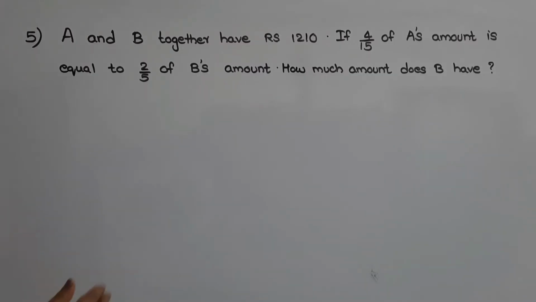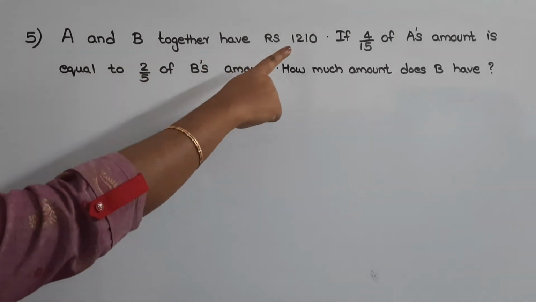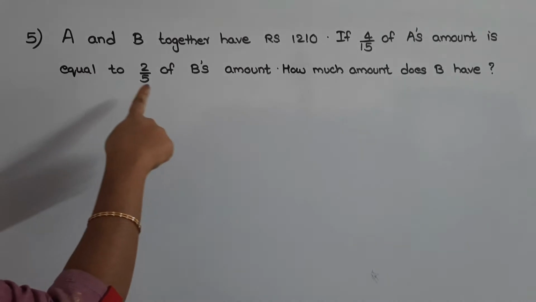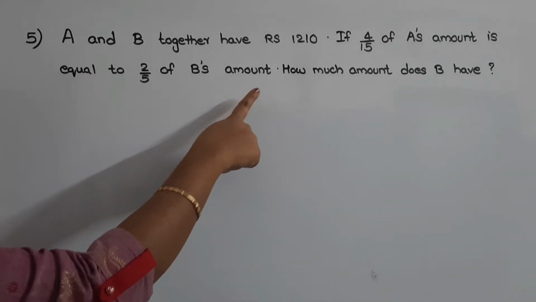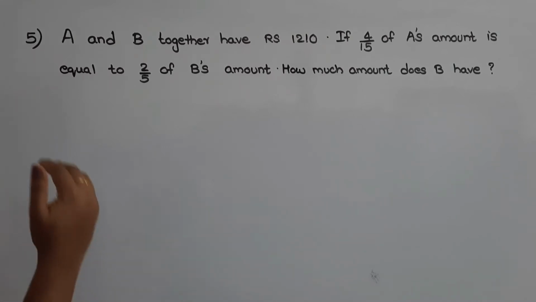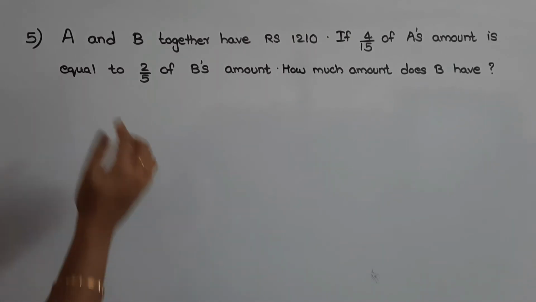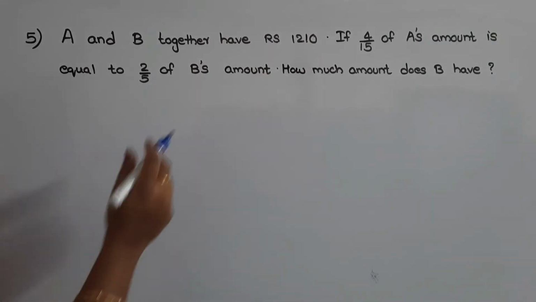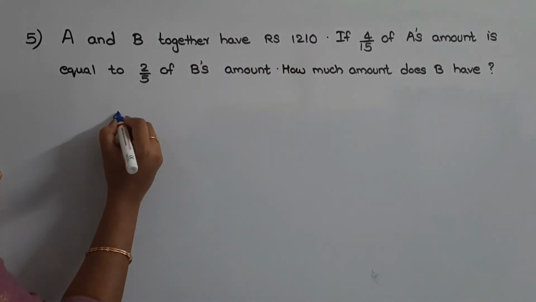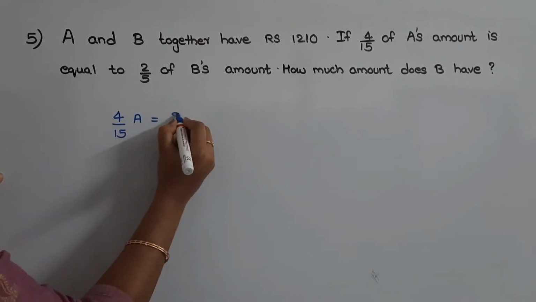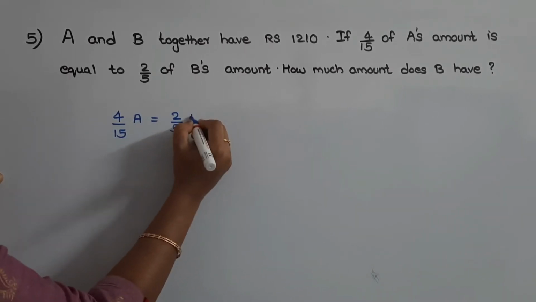The next question is, A and B together have rupees 1210. If 4/15 of A's amount is equal to 2/5 of B's amount, how much amount does B have? So in this question they are telling that the total amount that is present with A and B is given as 1210. Okay, then they are telling that 4/15 of A's amount is equal to 2/5 of B's amount.